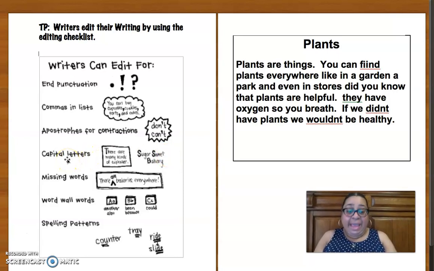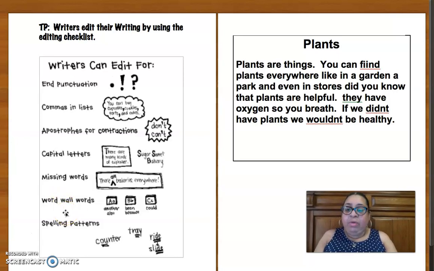Making sure that we have capital letters where they belong. They always belong at the beginning of a sentence, but sometimes if you're naming something or giving a name to something, you need to have a capital letter for names and places. We edit to make sure there are no missing words in our writing. Sometimes when we're writing really fast, we can forget important words that should be in the sentence.